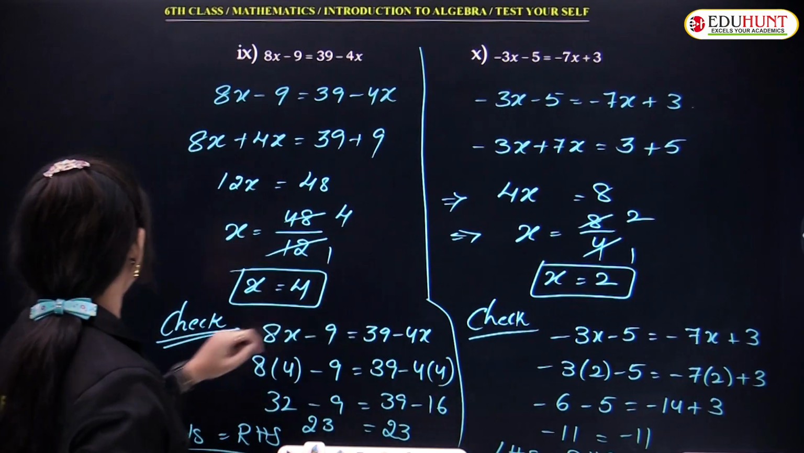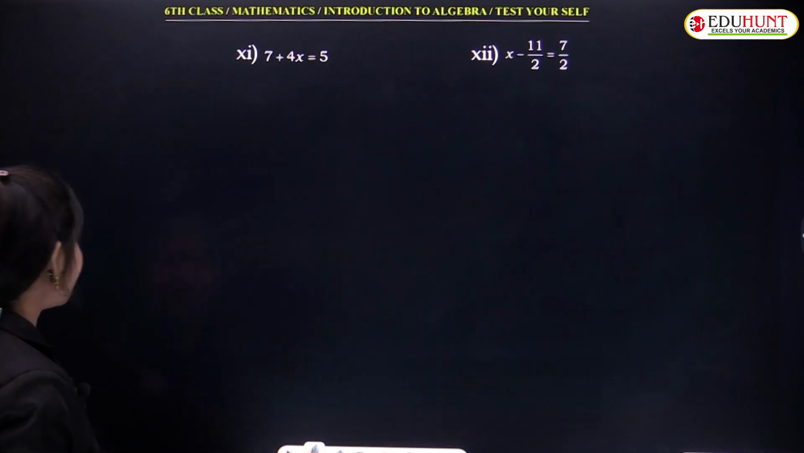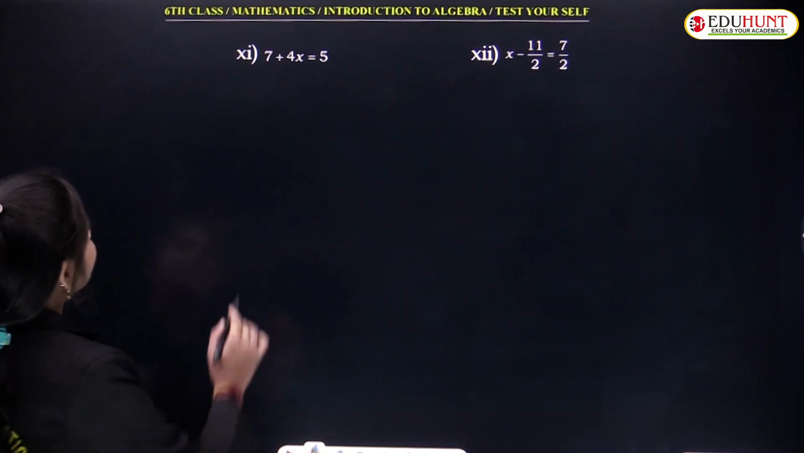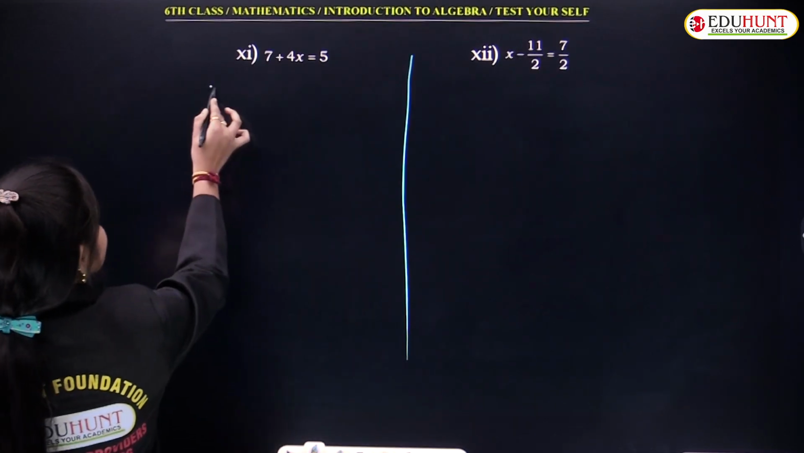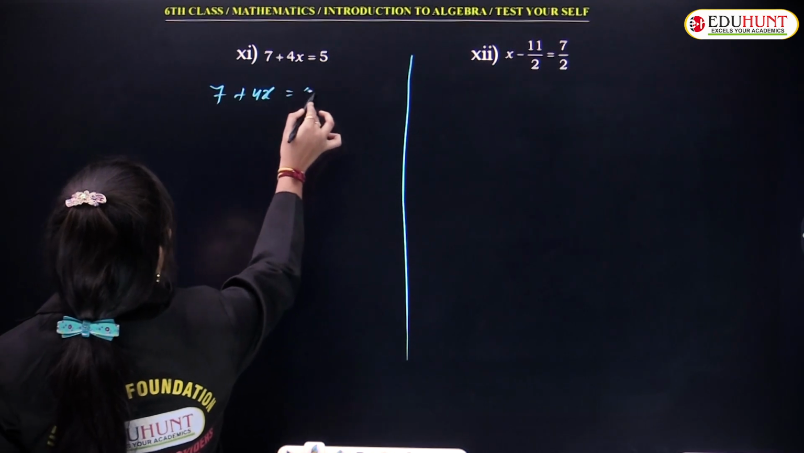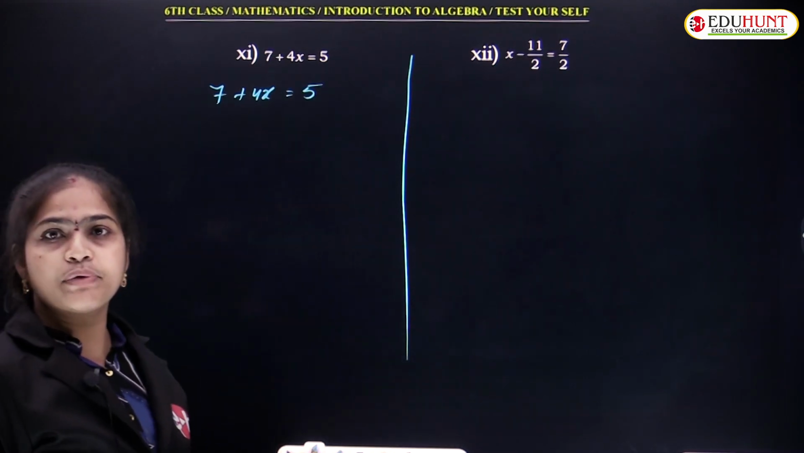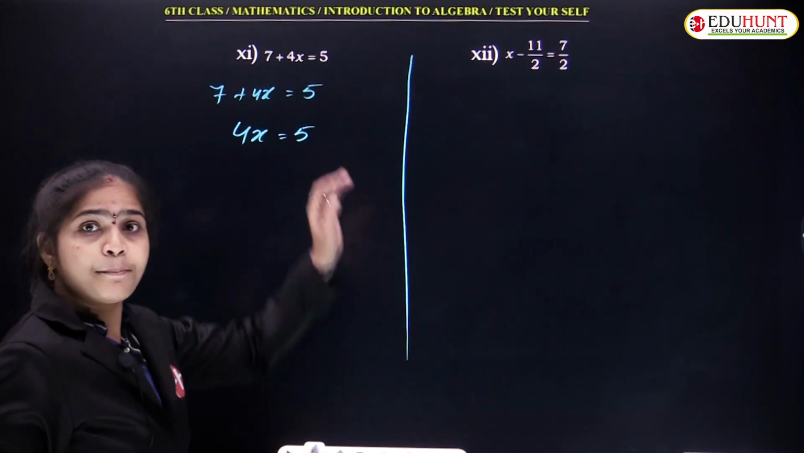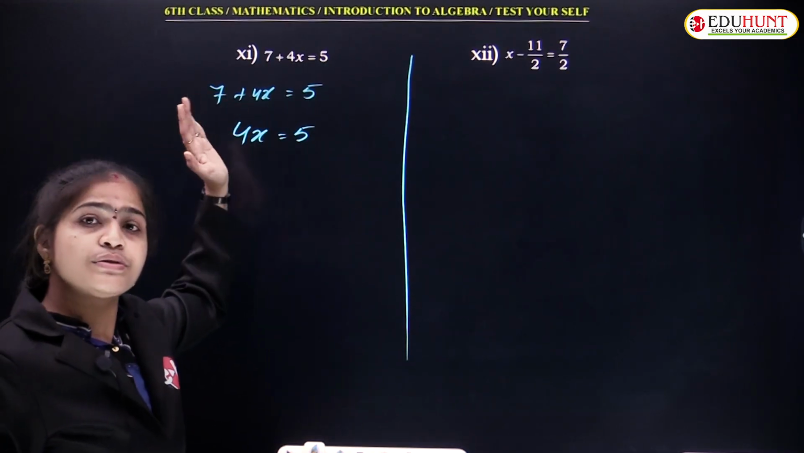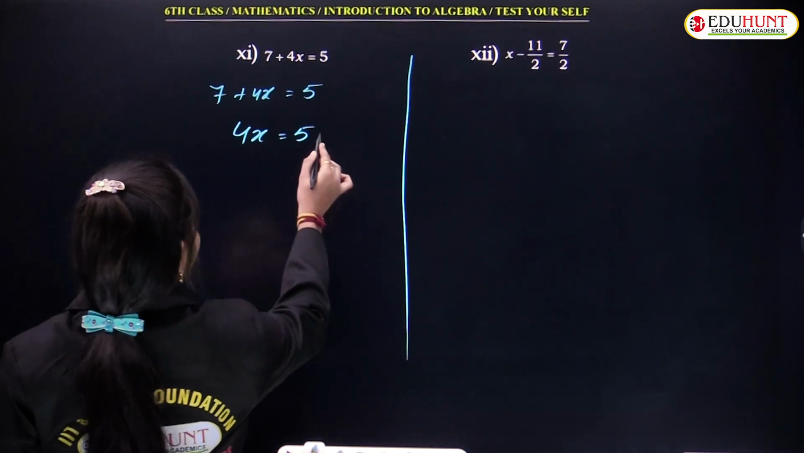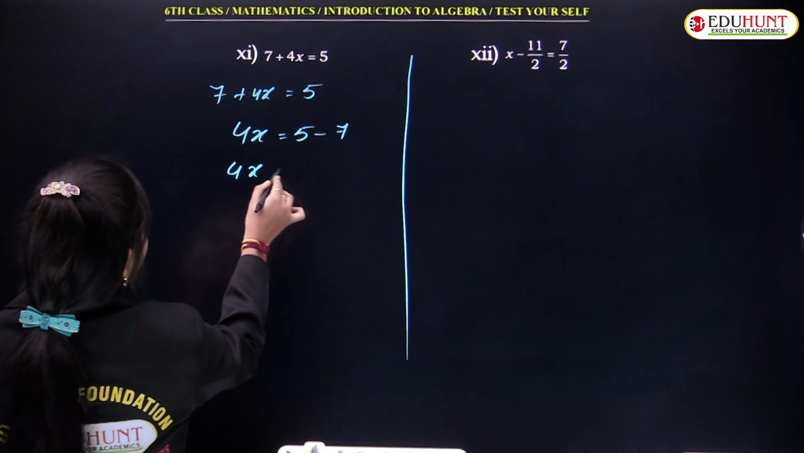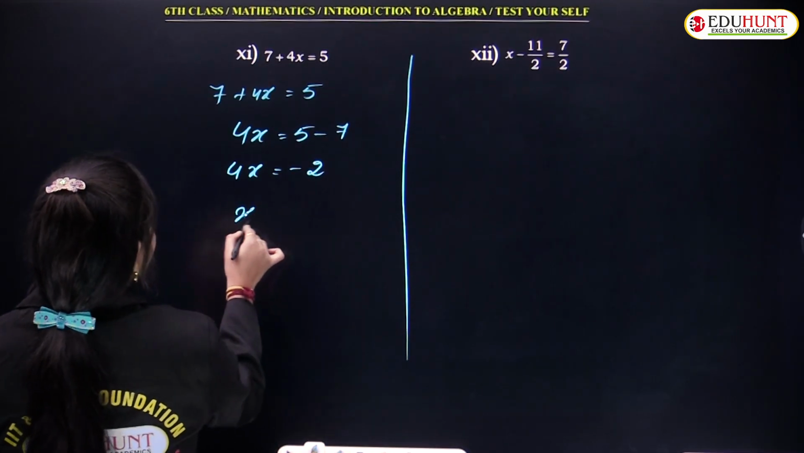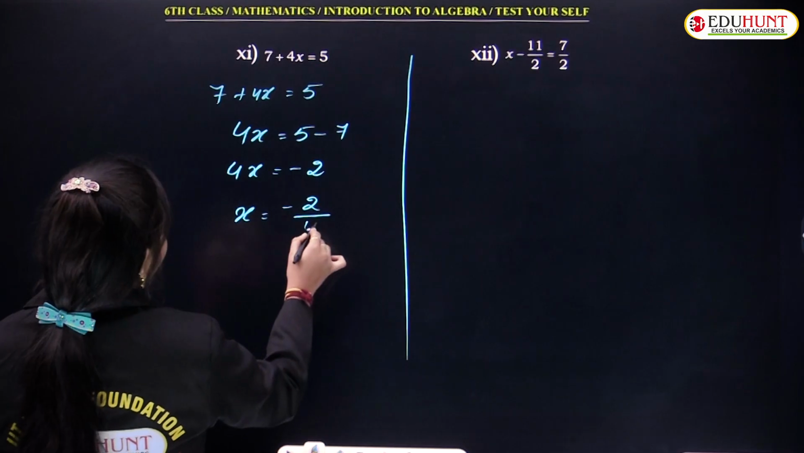Yes. We have 4 more questions in this second exercise. What is the 11th one? 7 plus 4x is equal to 5. From this, 4x is equal to, now what change happens here? Plus 7 is on the LHS, so plus 7 becomes minus 7. Now 4x is equal to 5 minus 7. 5 minus 7 is equal to minus 2. Then x is equal to minus 2 by 4.